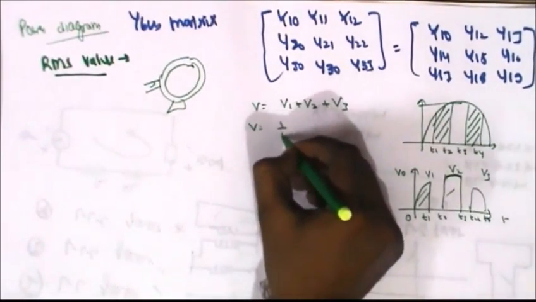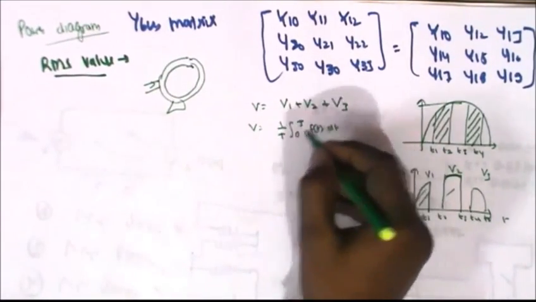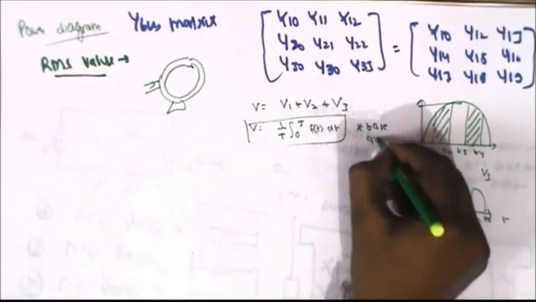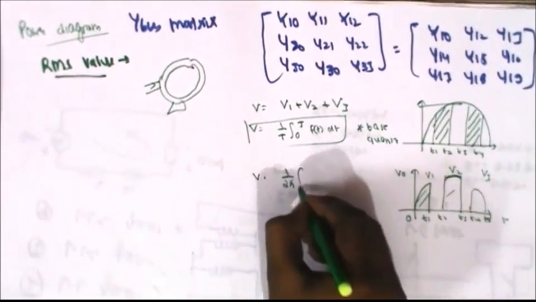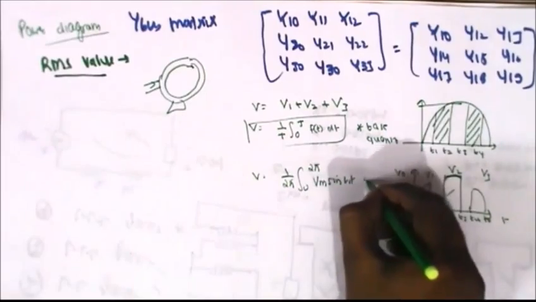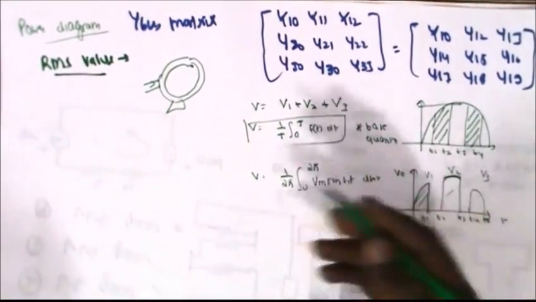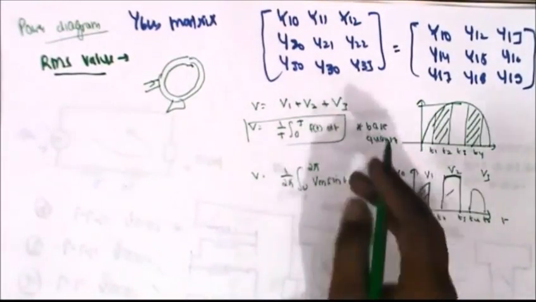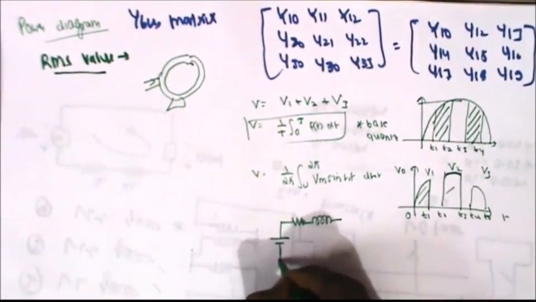We know that average value means 1 upon T, integral 0 to T, f(t) dt, multiplied by the base quantity. So V equals 1 upon 2 pi, integral 0 to 2 pi, Vm sin omega t d omega t. With the help of it we can easily analyze the different scenarios of the electrical domain. Similarly, if we go toward network analysis, we can easily calculate these values which are represented here.